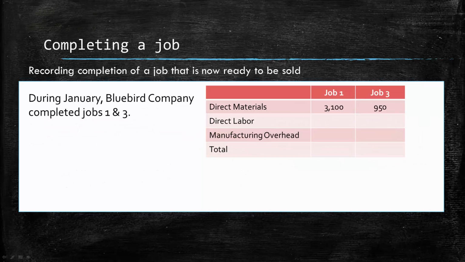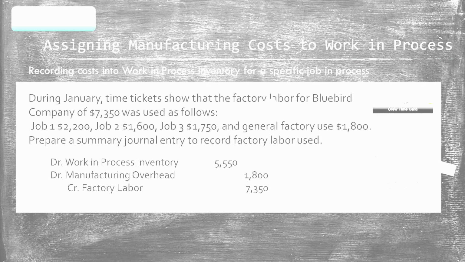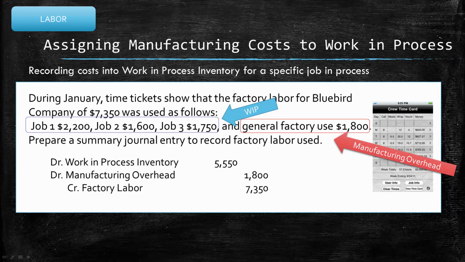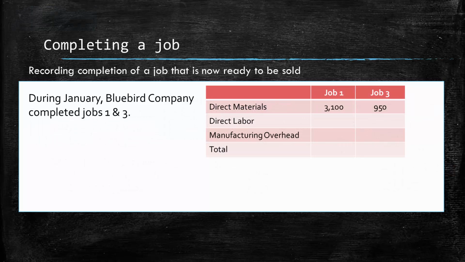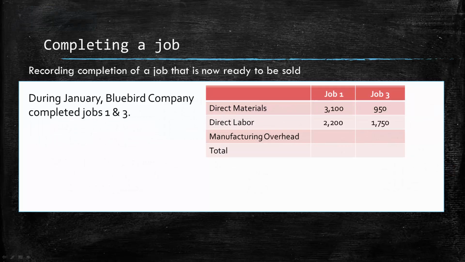Now let's flash back and look at our labor journal entry. In that journal entry, we can find the actual amounts that related to both of those jobs. For job 1, it was $2,200, and job 3, it was $1,750. And we'll add that in here to our accumulation of costs for those jobs.